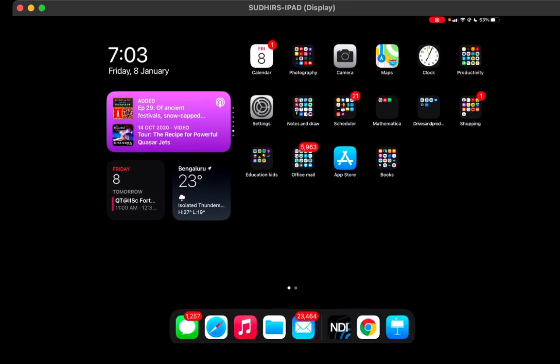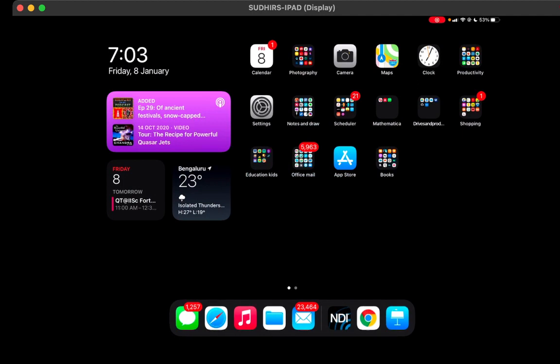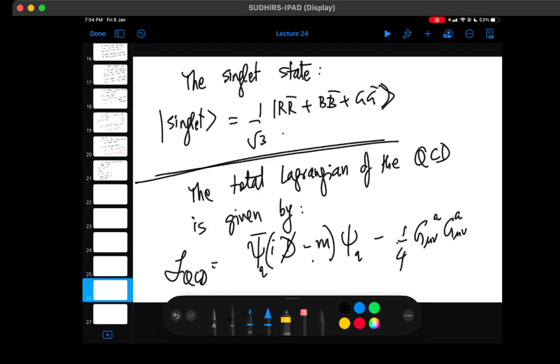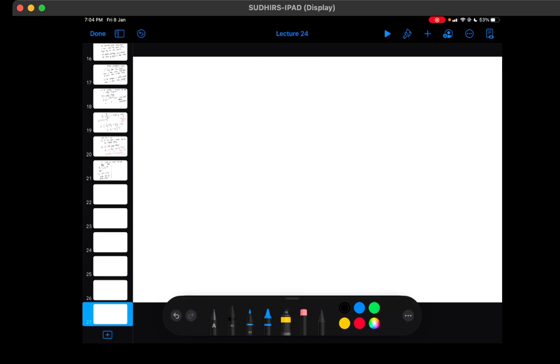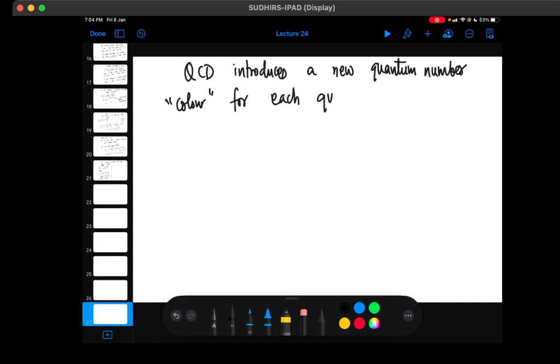Now we have the Feynman rules of QCD. Before that, what we need to introduce: QCD introduces a new quantum number, which is essentially color, for each quark and gluon. This is important actually.